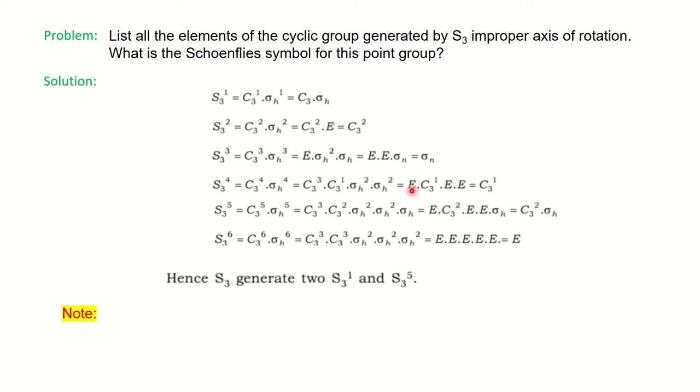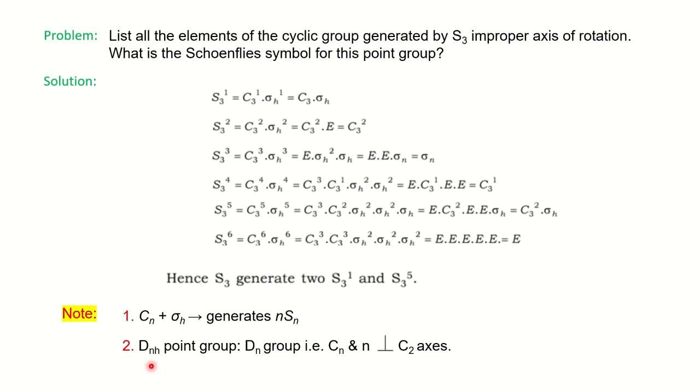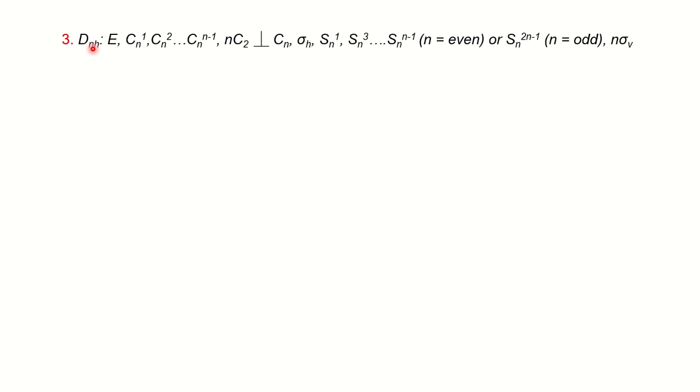So if you want to see the point group, you have to note some points here: if you have a rotation followed by sigma h, then it will generate an Sn. It means you will have an improper axis if you have a rotation and a horizontal plane along with that. In that case, we can think of the Dnh point group or Cnh point group. If you look at the Dnh point group, you should have a perpendicular C2 axis for the Cn to have the Dn point group. So we will see that.